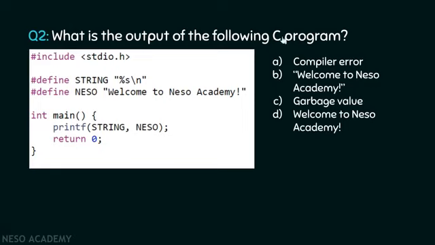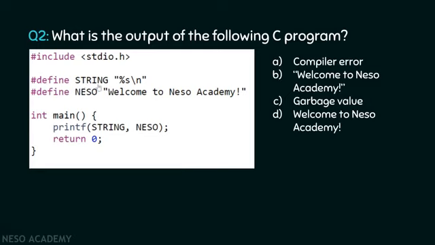What is the output of the following C program? This is the C program available over here. What would be its output? Is it a compiler error? Is it welcome to Neso Academy with exclamation mark and double quotes? Is it a garbage value? Or is it welcome to Neso Academy with exclamation mark? Try to understand this code on your own. Pause the video for a while.